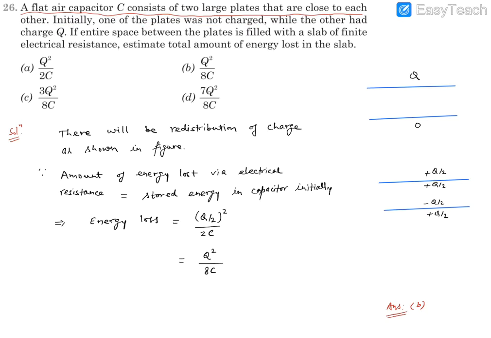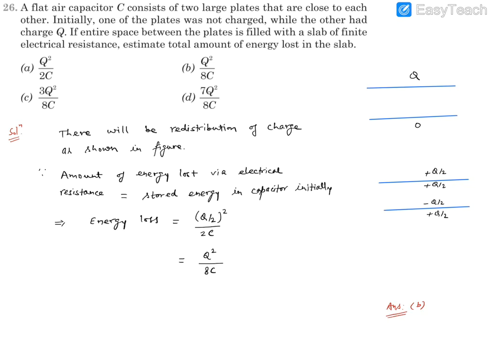So if we draw the picture, it could be like this. This is the two parallel plates and one is charged by Q, another plate has a zero charge. Then we know there is going to be charge redistribution. After charge redistribution, you'll find the outer plate will have plus Q by 2, the inner face will have a plus Q by 2, its opposite is going to have minus Q by 2, and this will have a plus Q by 2. This charge redistribution you must know from your basic concepts.